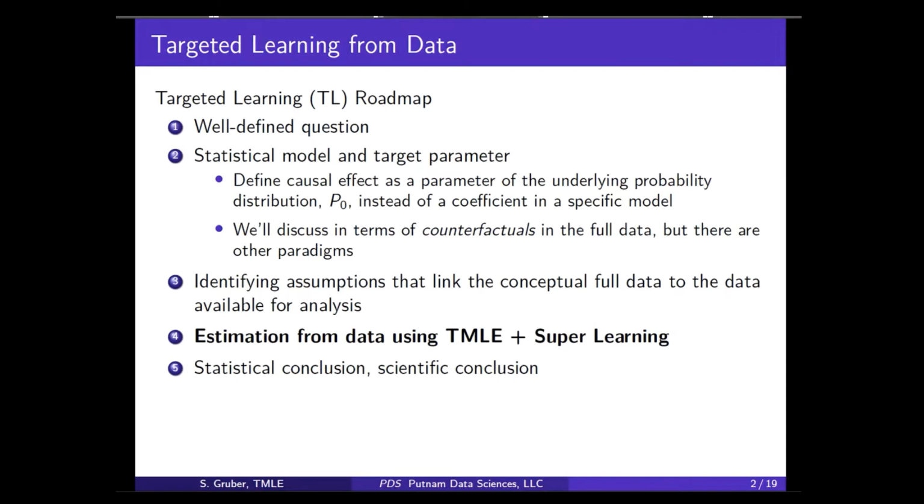So we're going to instead define the causal effect of interest as a parameter of the underlying probability distribution of the data. And if you ever look at any TMLE papers, P0 is the true underlying probability distribution of the data, instead of as a coefficient in a specific model. And that right there frees us up to just think about what is it we really want to know rather than, how do I interpret that coefficient?